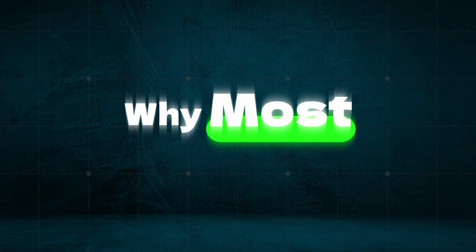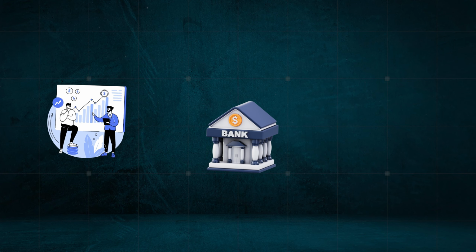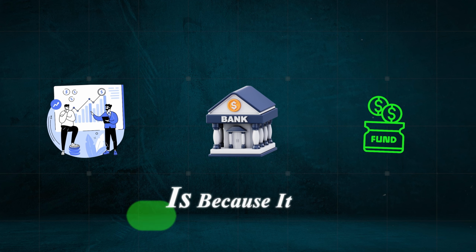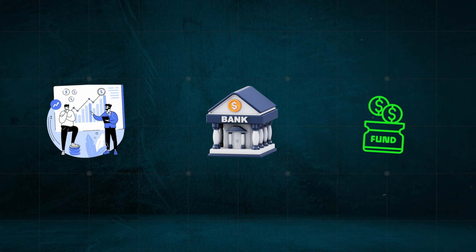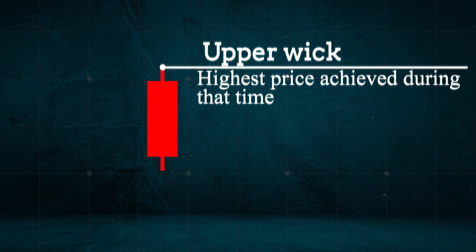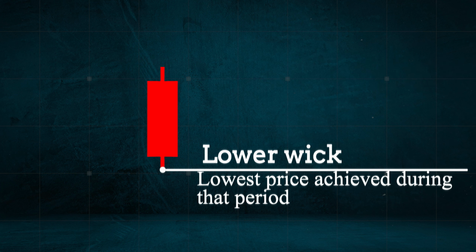Now, the reason why most professional traders, banks, and hedge funds use candlesticks is because it gives us a better understanding of the price movement. A candlestick consists of 2 parts, the wicks, or shadows, and the body. The end of the upper wick shows us the highest price achieved during that time. Similarly, the end of the lower wick shows us the lowest price achieved during that period.